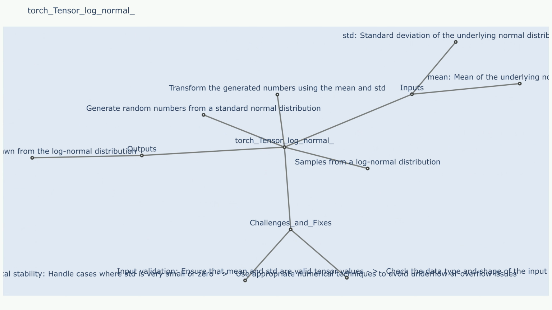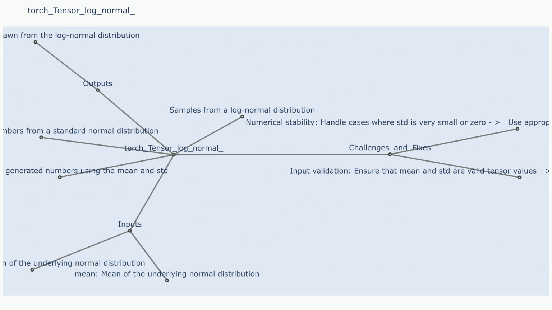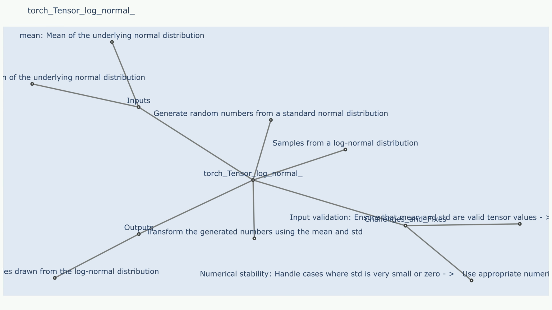Invalid input types. Sample use case that resulted in challenge 1: trying to provide a tensor with integer data type for mean or STD. Ensure that mean and STD are float tensors or scalar floats. Casting the input tensors to float before passing them to lognormal can resolve this issue.